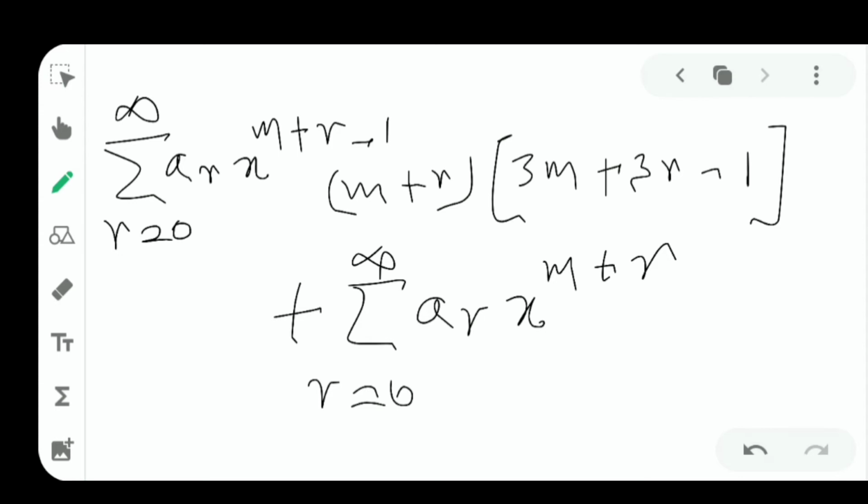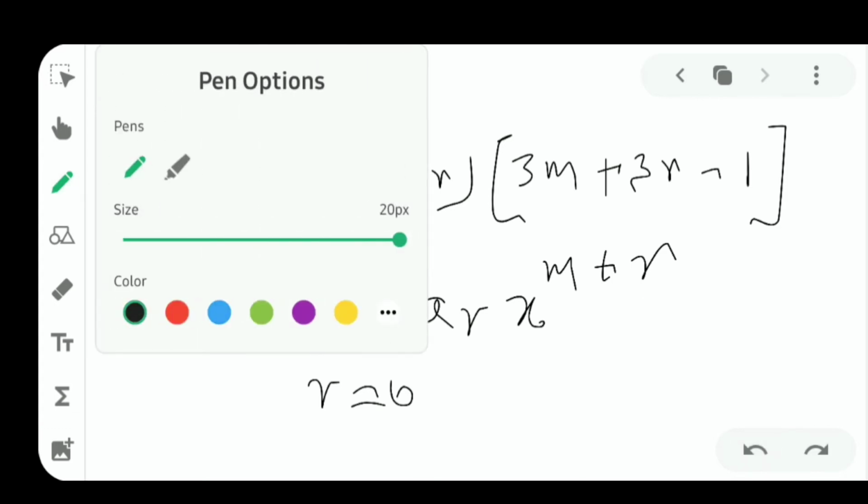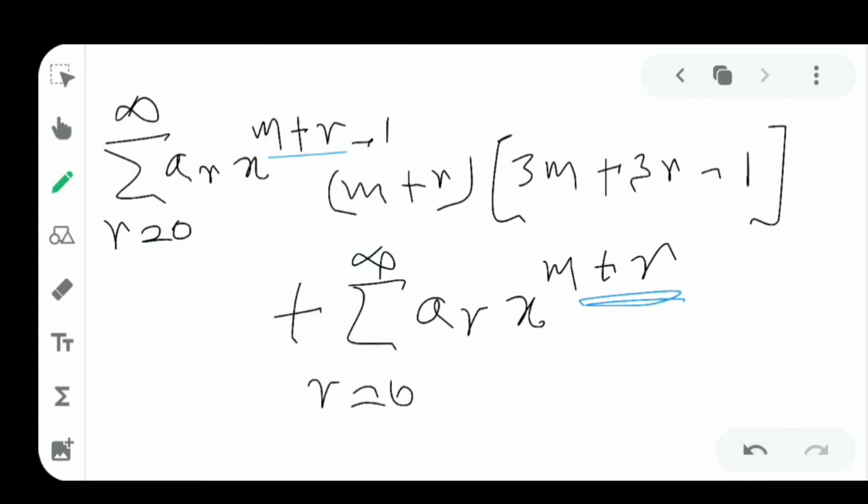Now see, the Frobenius method says that we have to put the lowest degree term equal to zero. This is m plus r, and this is m plus r minus 1. So this is the lowest term in comparison to the power of x. This term is the lowest term in comparison to m plus r, because m plus r minus 1 will be lesser than m plus r, isn't it? So we have to put this term as equals to 0.